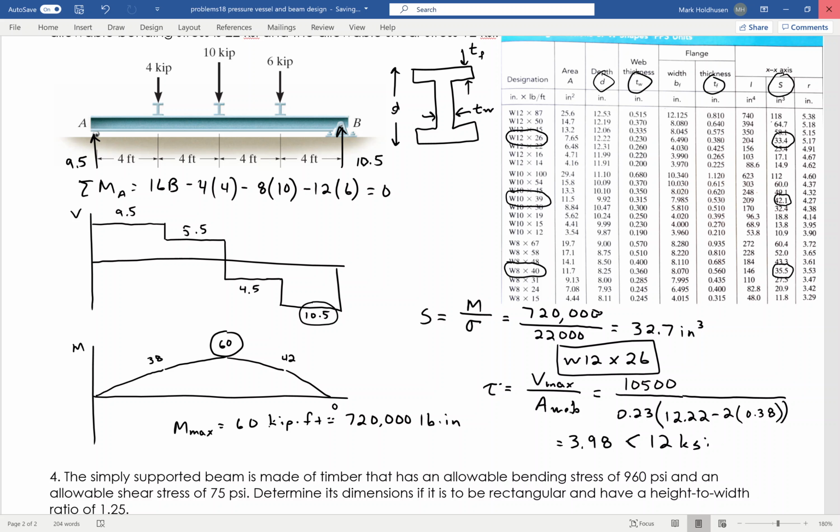So again, this is Appendix B in the back of your book. You use that along with knowing what the moment is and the allowable stress to figure out what the required S needs to be for this thing to hold.